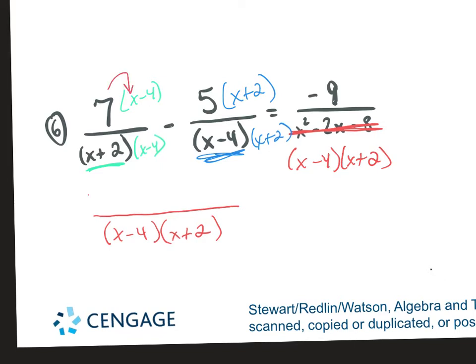What's 7 times x? 7x. What's 7 times negative 4? Negative 28. This is a negative right here, so that negative goes with the 5. So what's negative 5 times x? Minus 5x. Negative 5 times 2, negative 10, right? Equals negative 9. Now that they all have the same denominator, what can I do with the bottom?